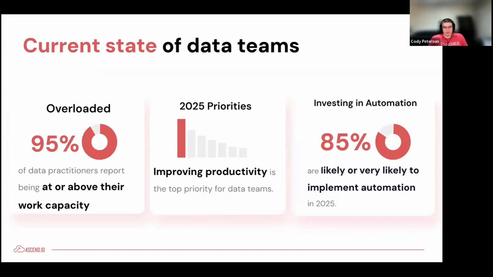One of the big issues that we hear when we talk to teams, and we actually run an annual survey here at Ascend, is basically that data teams are drowning in their work. 95% of data practitioners report being at or above their work capacity, and improving productivity remains a top priority for teams. To do this, to reduce the burden on data engineers and analysts, many teams are investing in automation and looking to do that in 2025. Of course, increasingly with agents and AI in the mix these days.